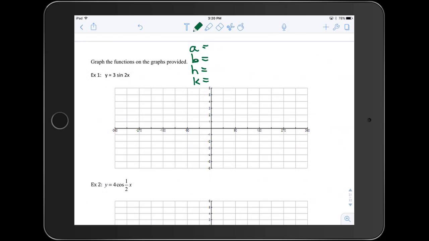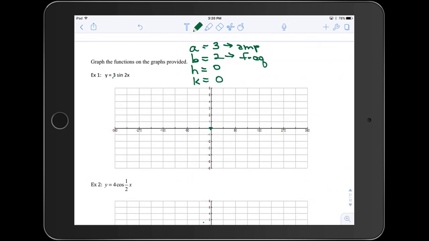Okay, so A is the number way in front, which is right here. The B value is 2. The H, there isn't anything added into the X, so I'm going to say there isn't one, or you could even say 0 if you want. And the K is also 0. Now, keep in mind, this is the amplitude, and this is the frequency. So this is telling me that there's going to be 2 full periods from 0 to 360 degrees.